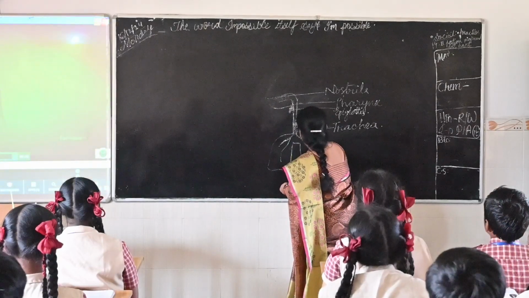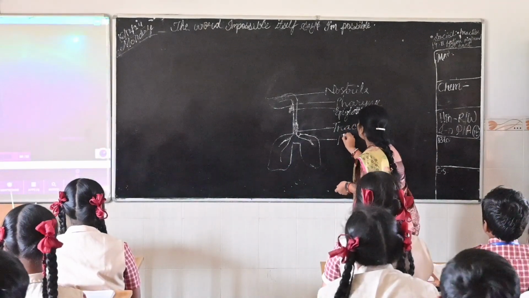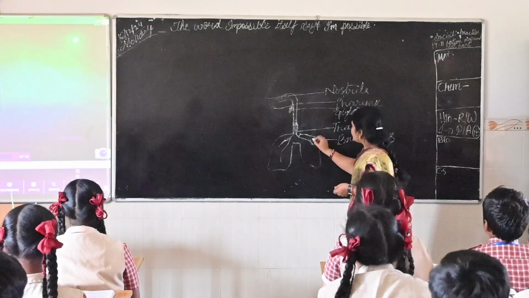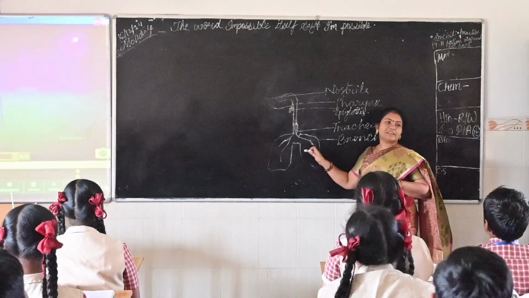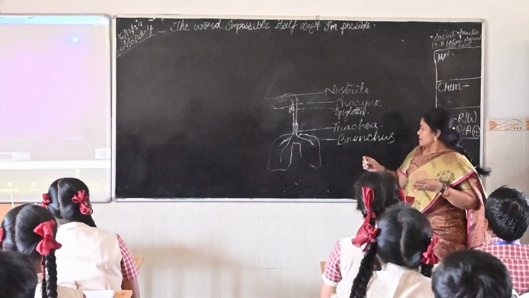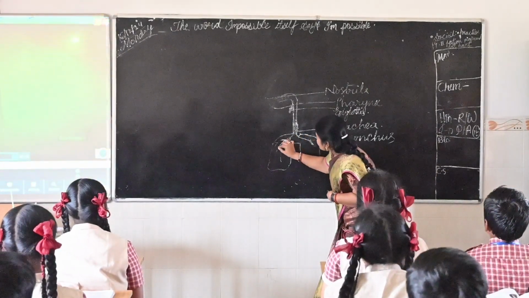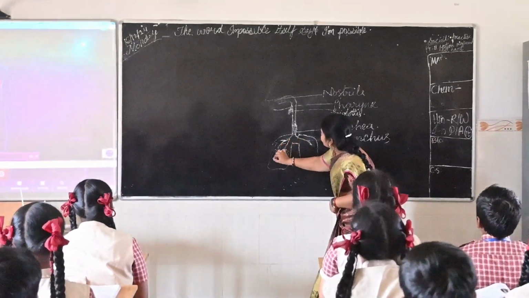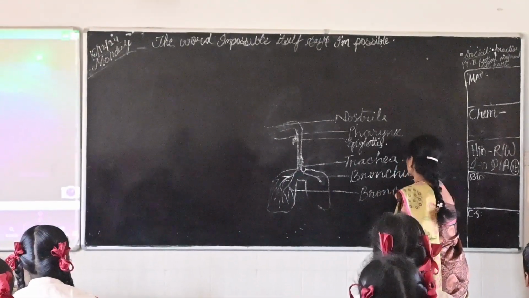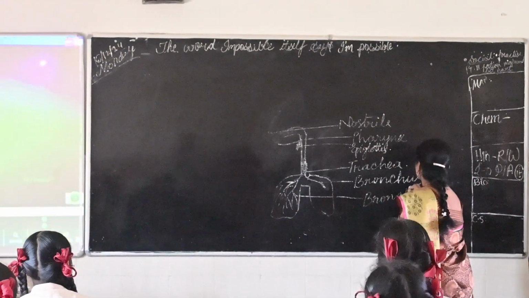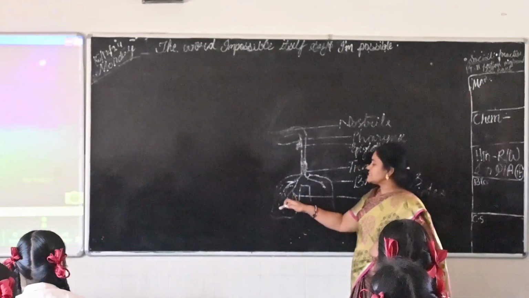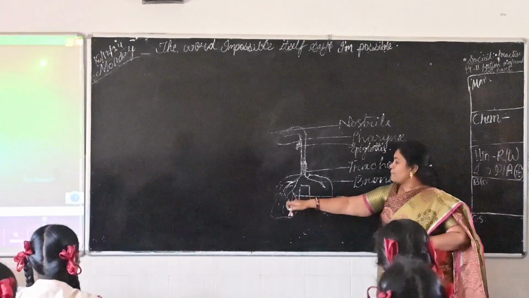This branched structure is known as the bronchi. And again this bronchi, what happens? It redivides inside the lungs like the branches of a plant or a tree. See here? It is again redivided into several branches. These are called bronchioles. Where are these bronchioles present? Inside the lungs, a pair of lungs.